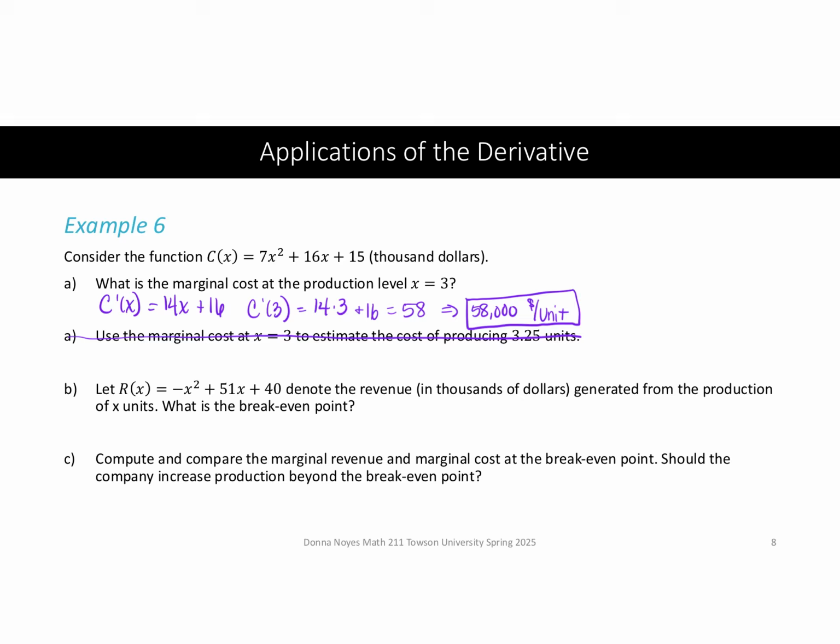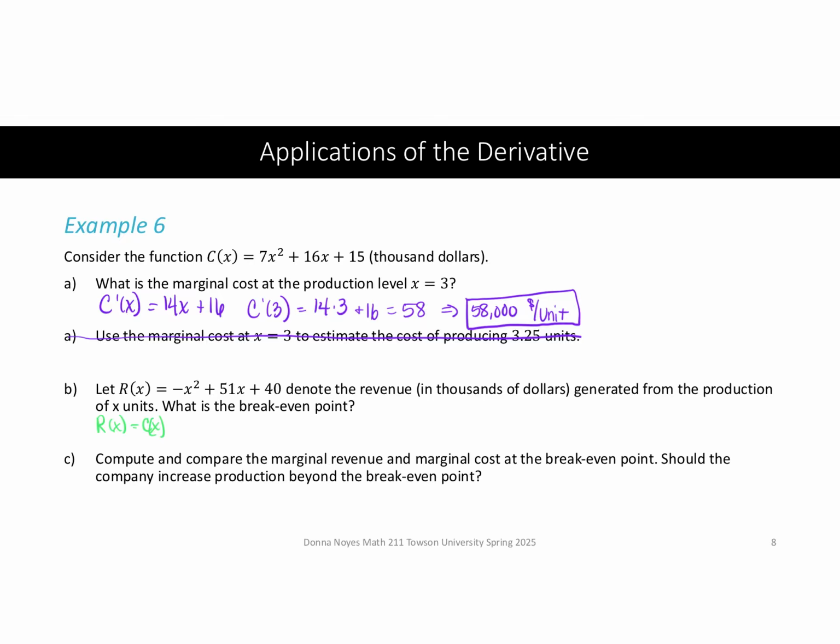If we let R be negative x squared plus 51x plus 40, and that's now our revenue in thousands of dollars generated by the production of x units, what is the break-even point? Well, hopefully we remember back to one of our first discussions about business applications, and that is what a break-even point is. The break-even point is when R of x equals C of x, or when your profit is 0.